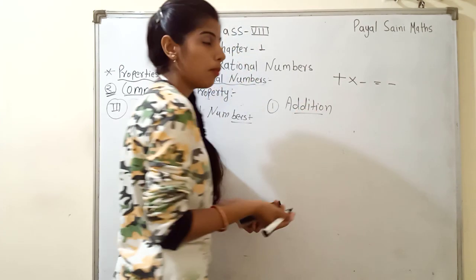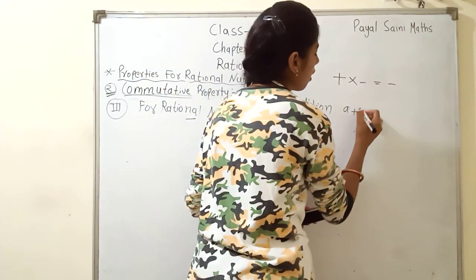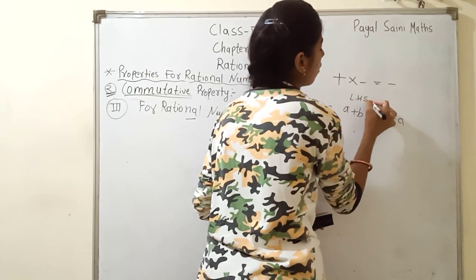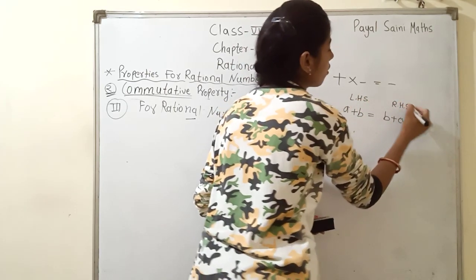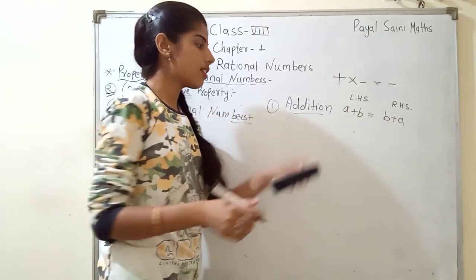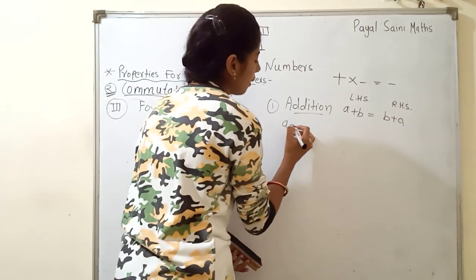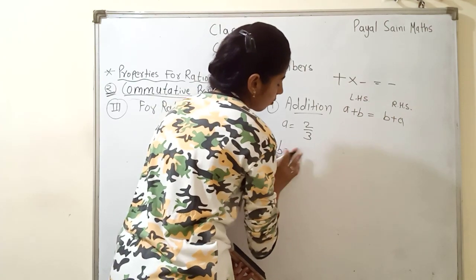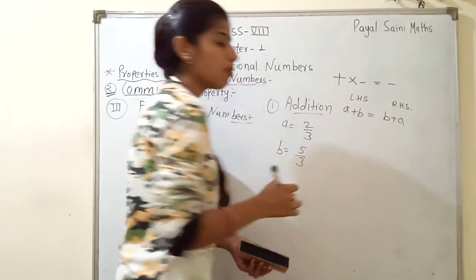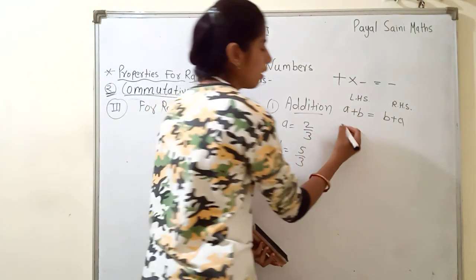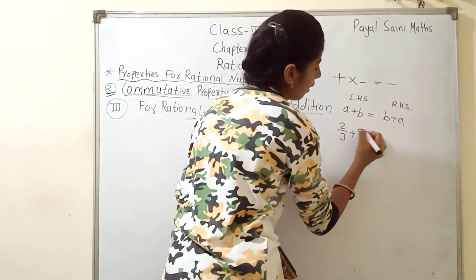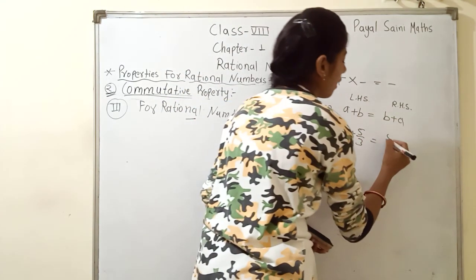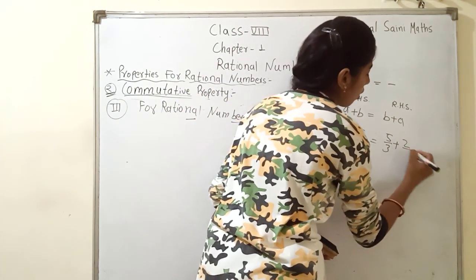In addition, same method and same statement: A plus B equal to B plus A, left hand side and right hand side. Now we check here. If A value is 2 by 3 and B value is 5 by 3, then we write 2 by 3 plus 5 by 3. Now change their places. Then first we write 5 by 3 plus 2 by 3.